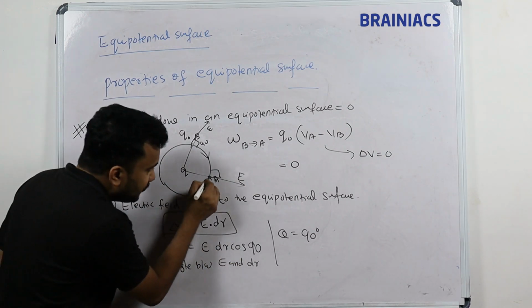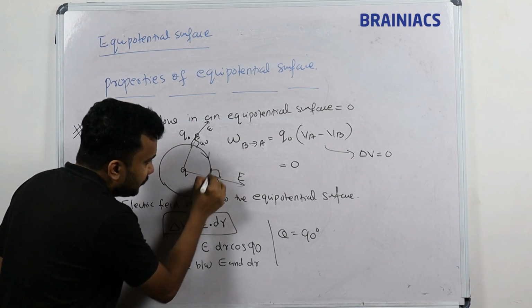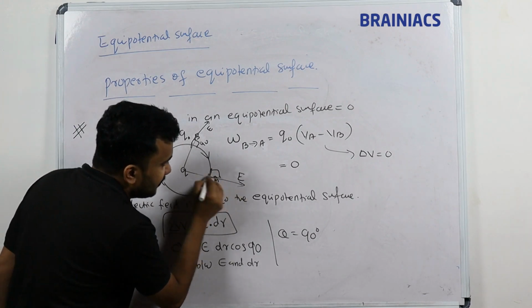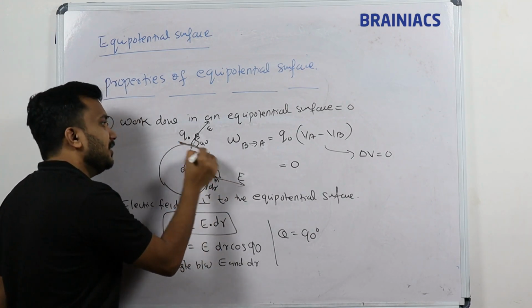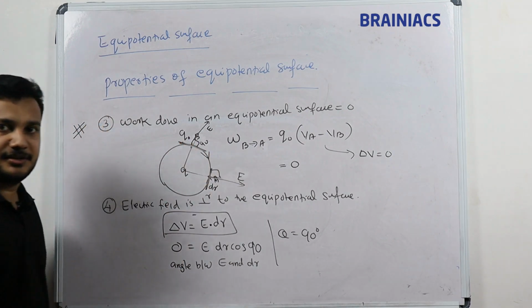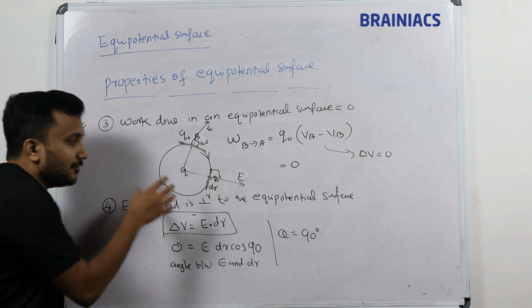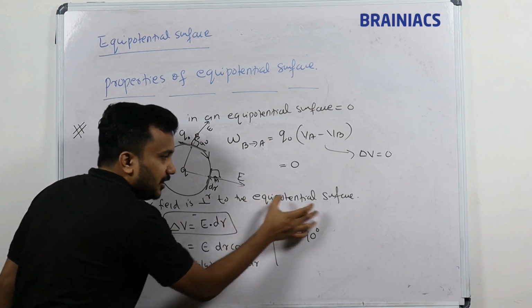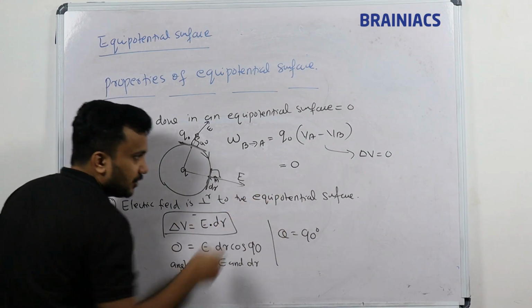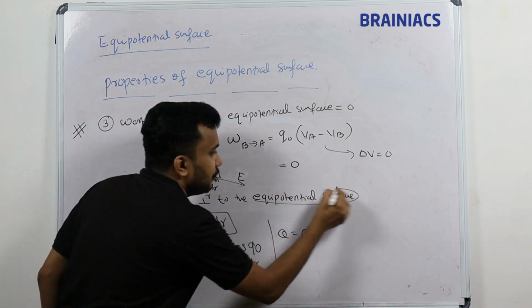So this is a surface here. This is a surface, so this is our dr. This is our electric field. This is our dr, the surface. The tangential line is called the surface. So the electric field is always perpendicular to the equipotential surface.